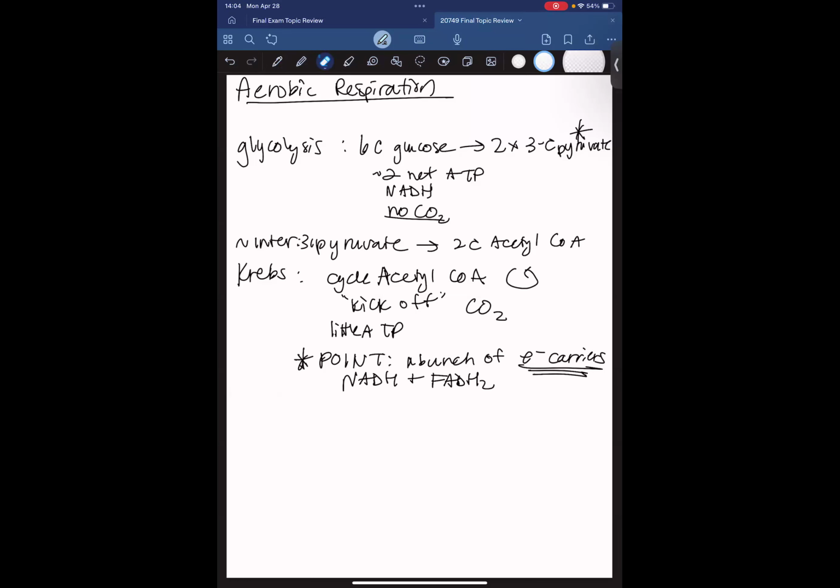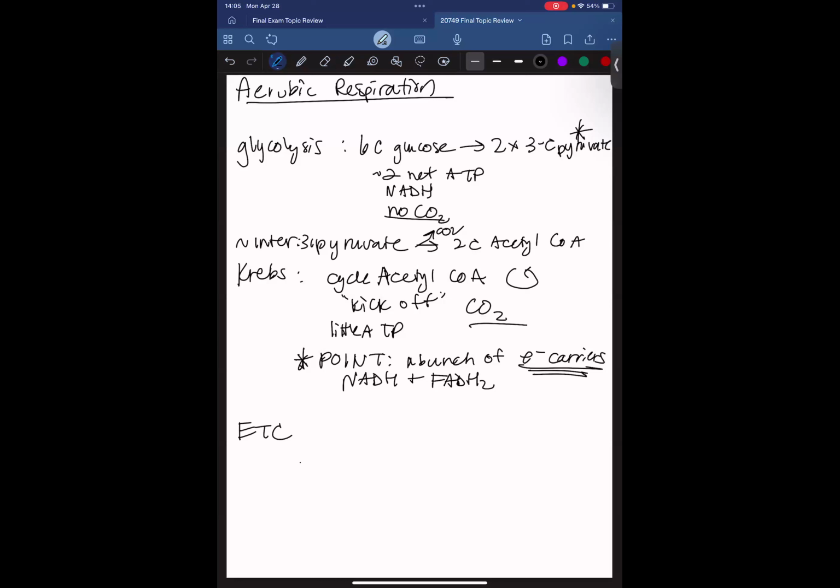Is this the first time in all of this process that we made carbon dioxide? No. Because we make it whenever we go from pyruvate to acetyl-CoA. That's the first time we make carbon dioxide. Then we make it again in the Krebs cycle. But that is the last time that we make carbon dioxide. We don't make carbon dioxide in the electron transport chain.